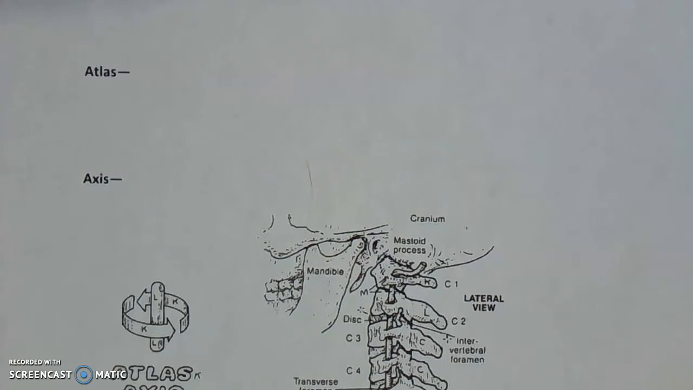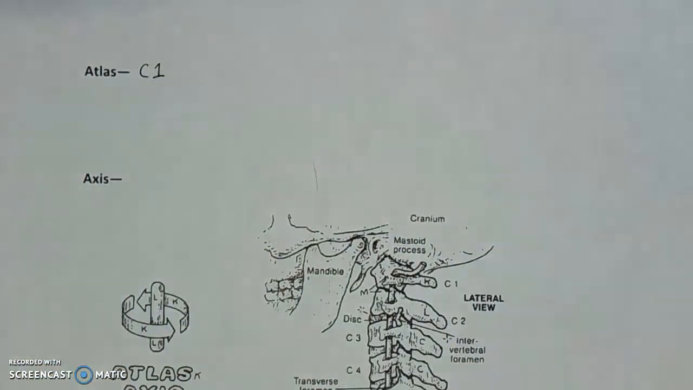So in this video, we're going to take a look at two special cervical vertebrae, the atlas and the axis. The atlas is the name given to C1. According to Greek mythology, Atlas was the person who held the world on his shoulders. Well, the atlas holds our head on top of our neck. So it's holding our world on top of our shoulders, if you want to make that parallel.